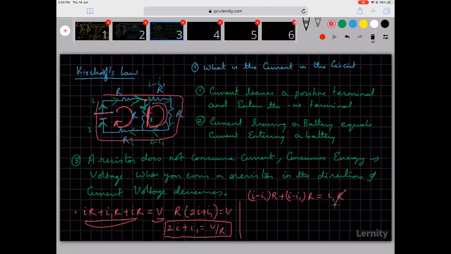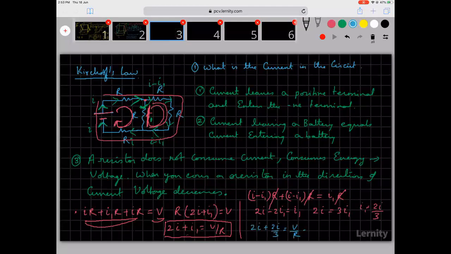So I can cancel off all the R's, and I can say that 2I minus 2I1 is equal to I1, or 2I is equal to 3I1, or I1 is equal to 2I by 3. Now when I substitute that here, I will see that 2I plus 2I by 3 is equal to V by R. So taking the LCM, I'll get 8I by 3 is equal to V by R.